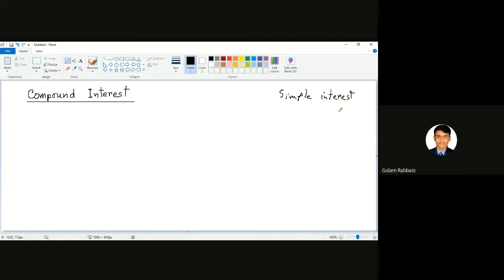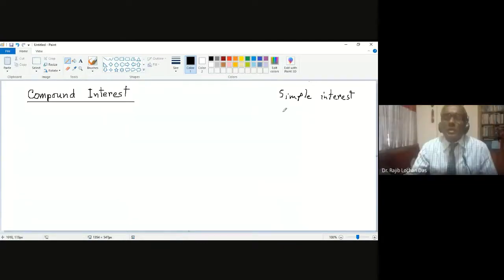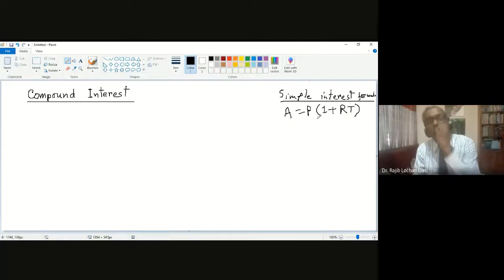Sir, A is equal to P R N. Correct. Let me just write it down. A equal to P, then bracket, 1 plus RT. That was the formula. You can say RN, that is also okay, no problem.